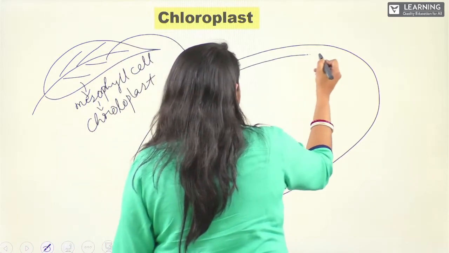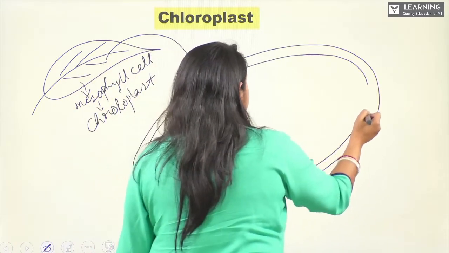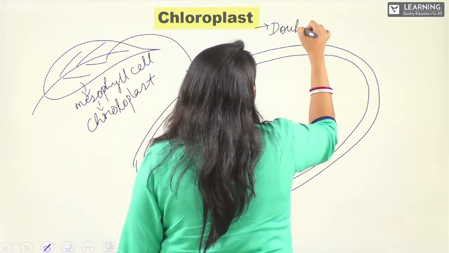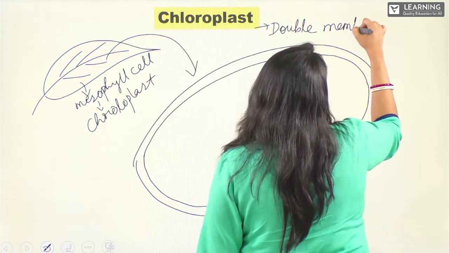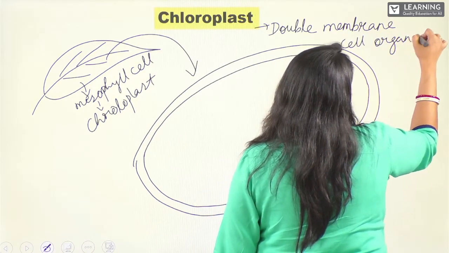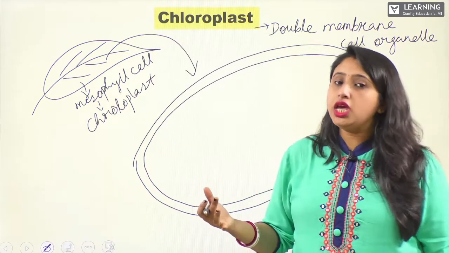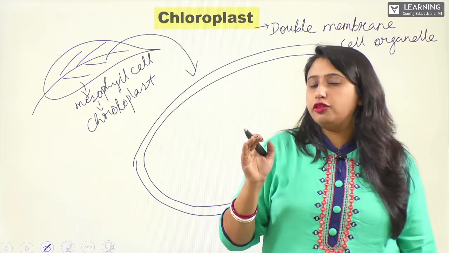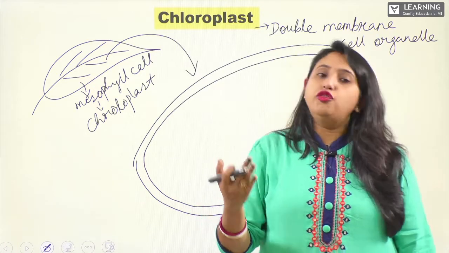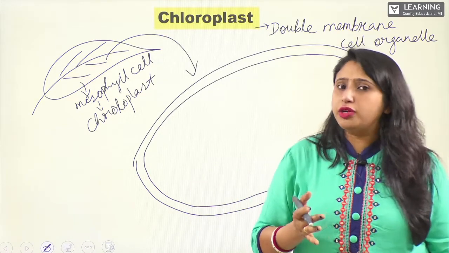It is also a double membrane cell organelle. So the chloroplast is also a double membrane cell organelle. Now, the number of chloroplasts might vary from one plant to another. For example, Chlamydomonas may have one chloroplast, whereas algae may have 20 to 40 chloroplasts. Even the size of the chloroplast also varies.